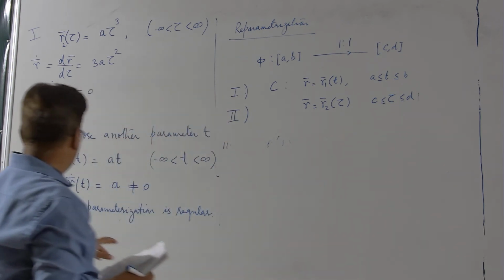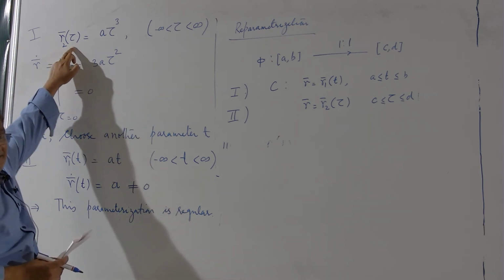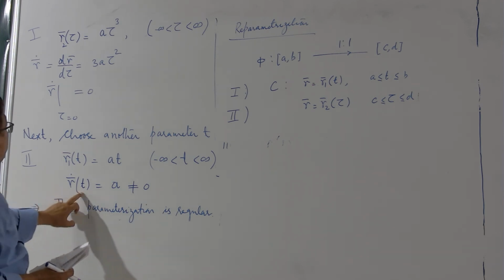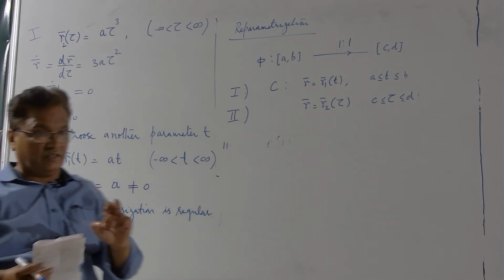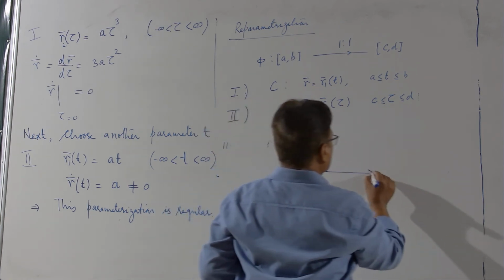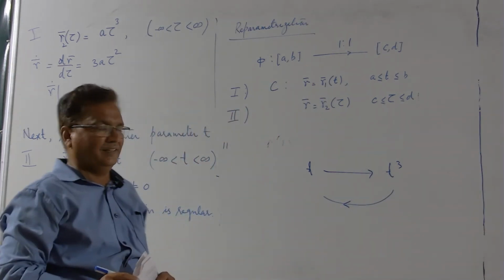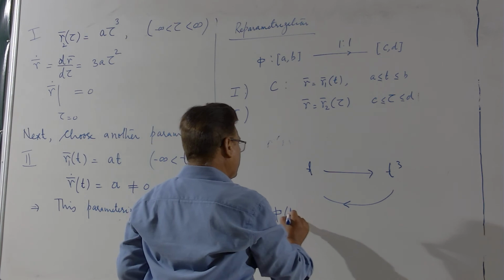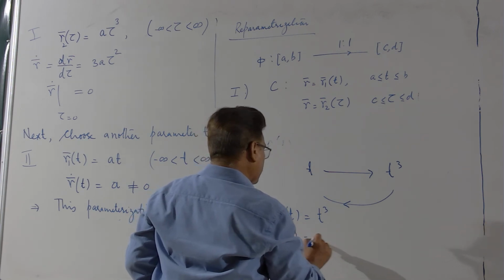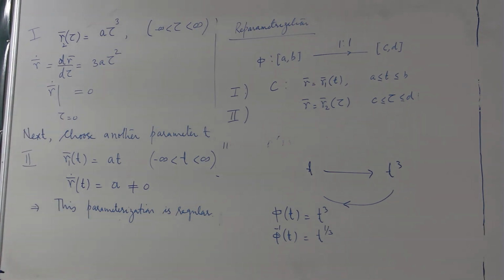If you do not have a 1-1 differentiable map such that the inverse is also differentiable, then the singularity will persist. For example, you can see that in this case, this parameter has a singularity, whereas this parameter does not have a singularity, but the map t going to t cube is not a diffeomorphism, because you cannot go from t to t cube differentiably such that the inverse is also differentiable. If phi of t equals t cube, then phi inverse of t will be t to the power 1 upon 3, and this is not differentiable at t equal to 0.